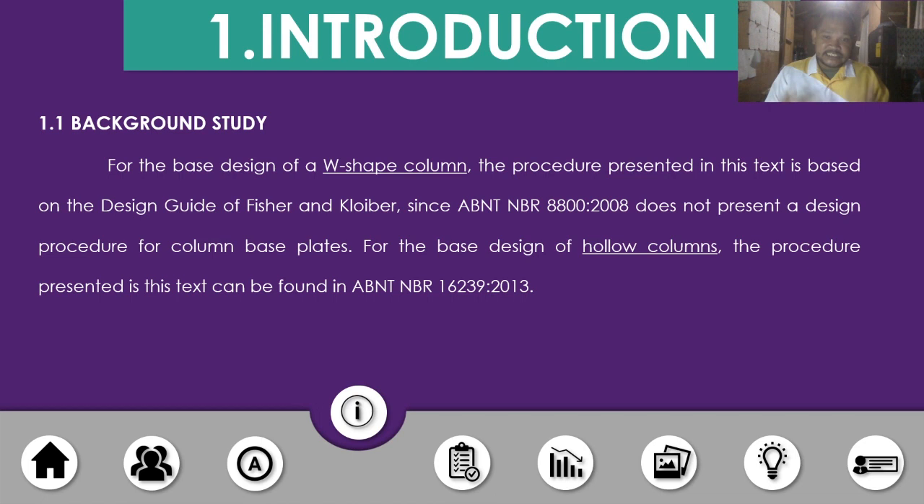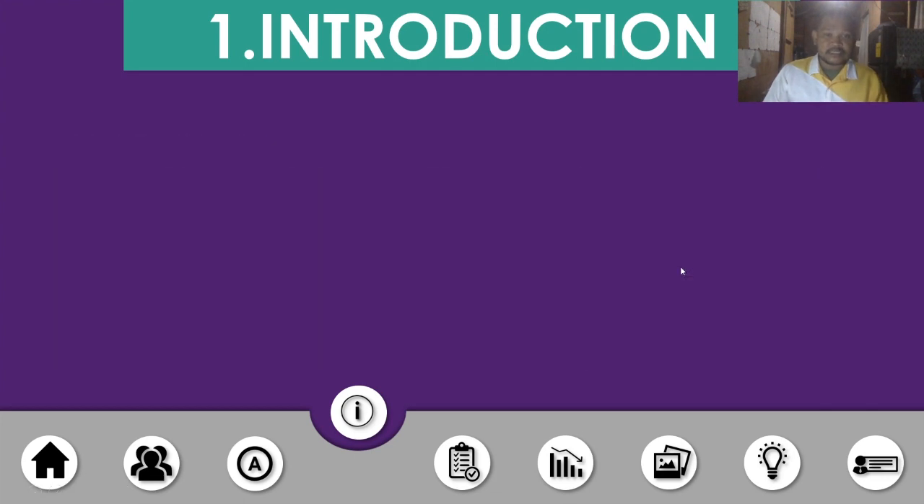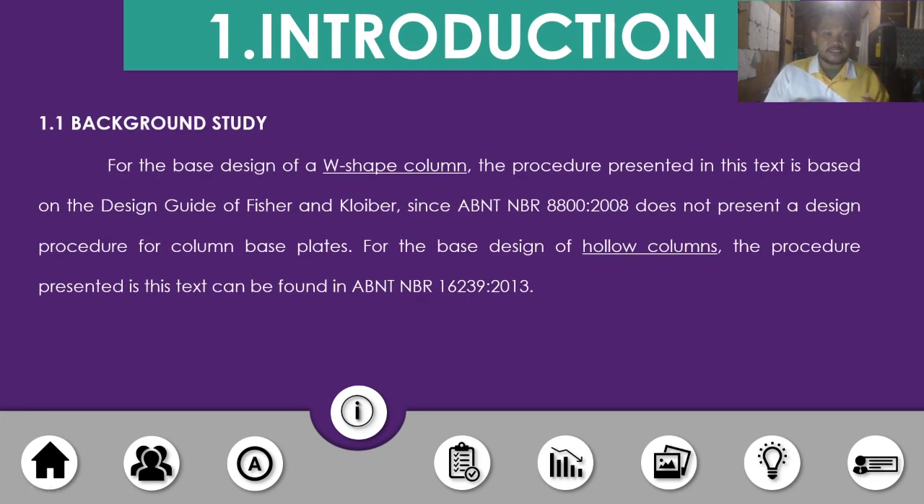So for the base design of hollow columns, we can see it in ABNT NBR 16239, 2013.